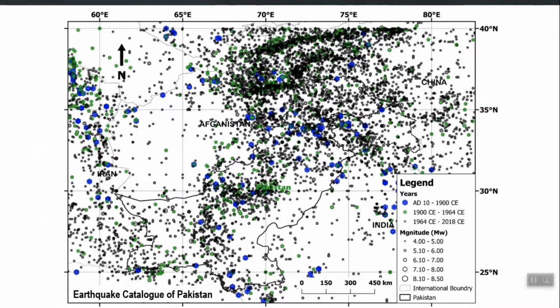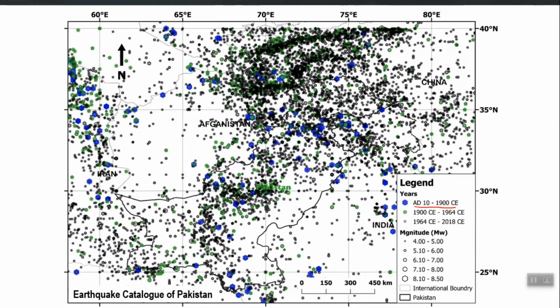Then finally you come up with this kind of visual representation. This is that same list of earthquakes now shown graphically, right. So you can now classify earthquakes in different ways. In this representation, for example, all blue dots are from AD 10 to 1900 CE, historic earthquakes. Obviously the instrumental records were not available, so they are all from historic data, right.